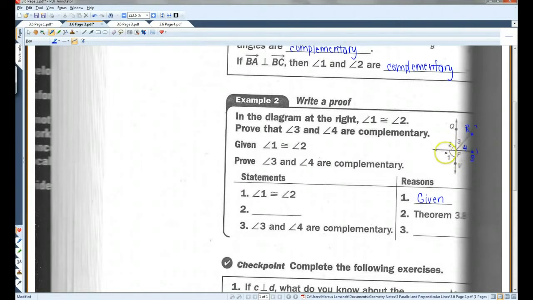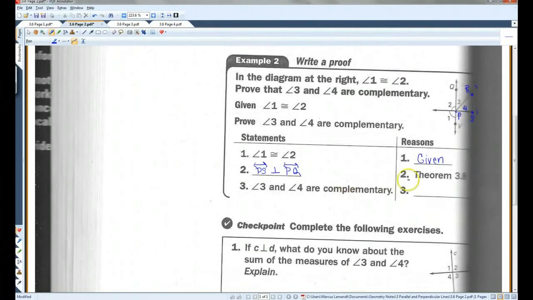Because they're congruent, and as you can see, they're a linear pair, we know that PS, PS is right there. I think you can see that, but if not, there you go. PS is perpendicular to PQ. You could also call this VQ, because there's a V down here. Either way, it's fine. Theorem 3.8, or you can write down linear pair of congruent angles, which is basically what that theorem says.